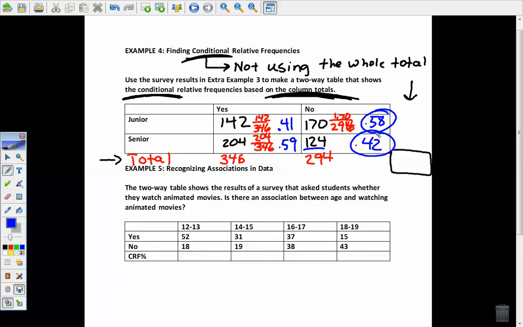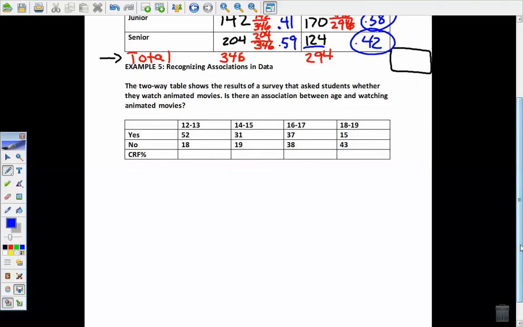Okay, so let's get this last example and then get you some time to do some stuff. Actually, we'll finish this up and we'll be done today. All right, example 5 is the last one I really want to talk about. It says recognizing associations in data. It says the two-way table shows the results of a survey that asked students whether they watched animated movies.